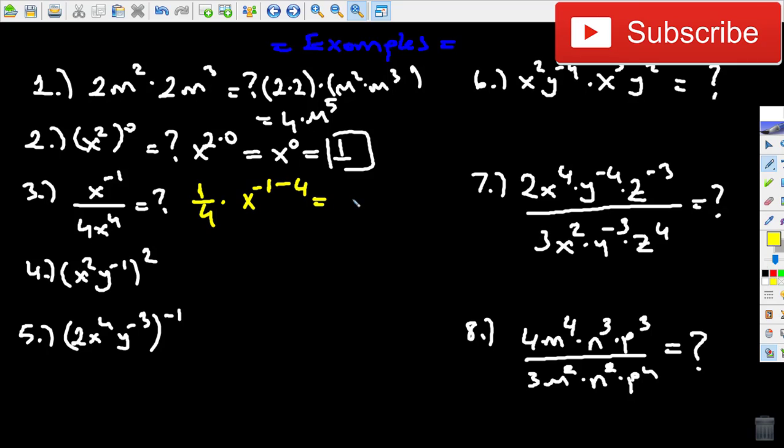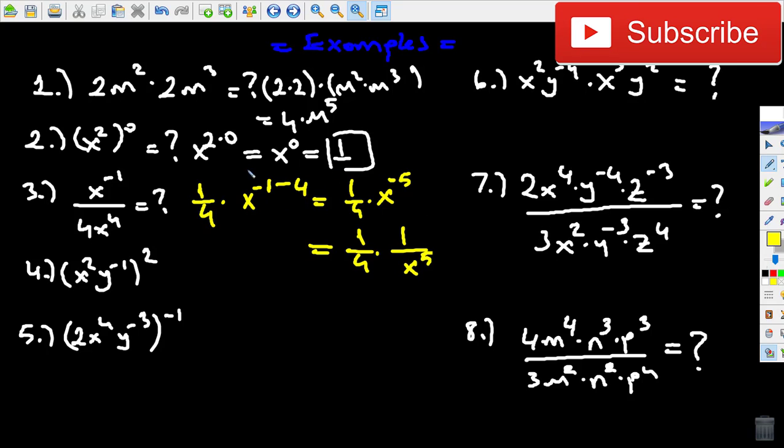Okay, so the result is going to be equal to 1 over 4 times x to the power of -1 minus -4, which is going to be equal to -5. But you don't want this negative exponent. So all you need to do is get it moved to the denominator with positive exponent. So the result is going to be equal to 1 over 4 times 1 over x to the power of 5. Okay, so remember how we do this from the previous slide. So the result is 1 over 4 times 1 over x to the power of 5. That's the most simple form of this.